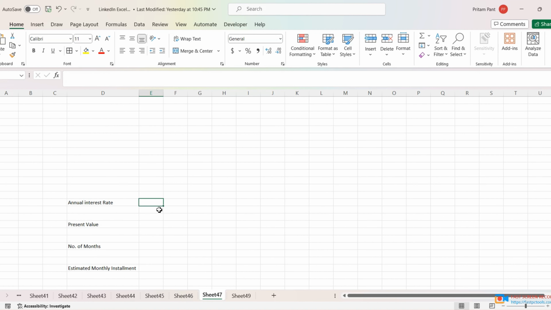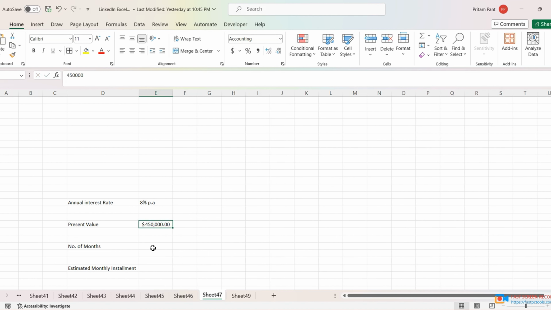Suppose it's 8% per annum. Present value is suppose $4,50,000, and number of months, 10 year or 15 year. Okay, 15 year. Let's convert it into months, and let's convert the interest into 8% divided by 12.